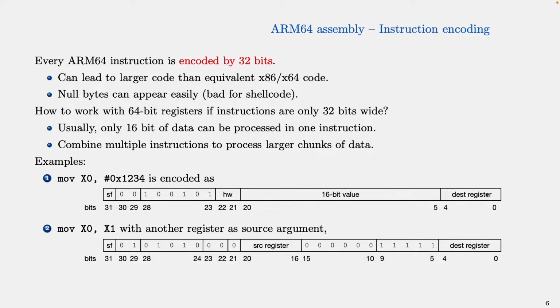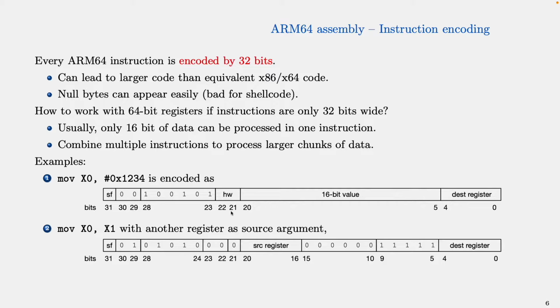Then at the end, we have a code for the destination register. Interestingly, for the X0 register, that code is not 0, but it's actually 1. Then between bits 20 and 5, we can store the 16-bit value of our immediate arguments. So the hex 1234 would be stored in this region here. Then we have some hard-coded bits here, which simply encode the type of the instruction, the move with an immediate value.